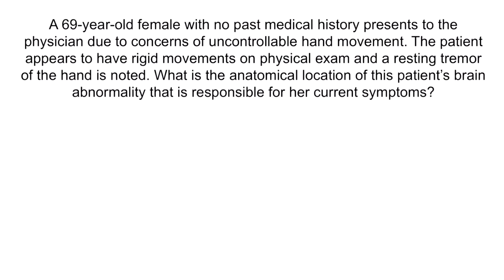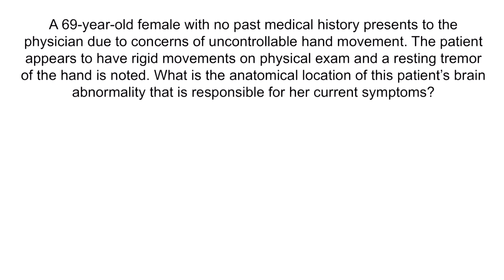All right, now let's review with another quick question. A 69-year-old female with no past medical history presents to the physician due to concerns of uncontrollable hand movement. The patient appears to have rigid movements on physical exam, and a resting tremor of the hand is noted. What is the anatomical location of this patient's brain abnormality that is responsible for her current symptoms?